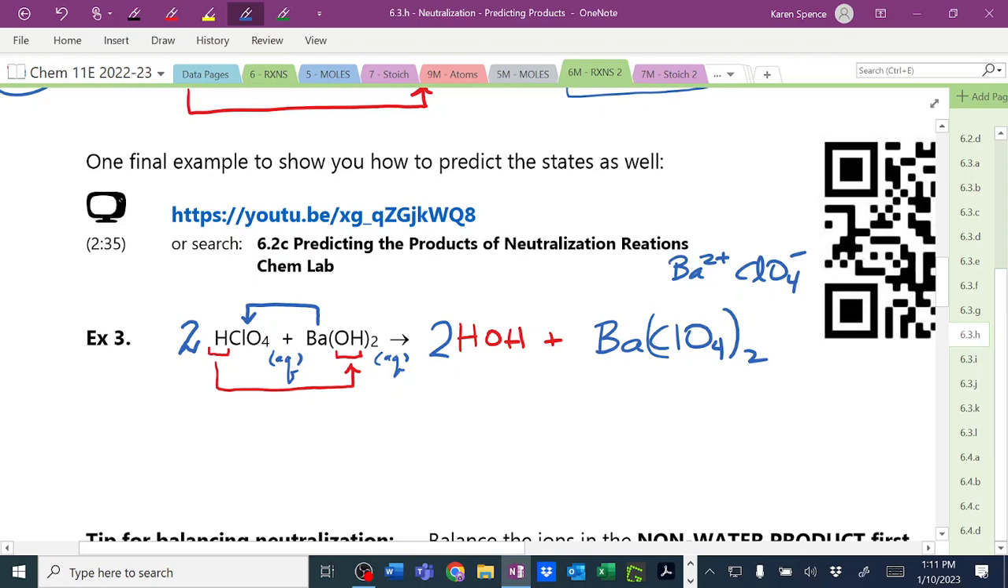Okay? Now our states, the water will always be liquid. And in theory, you should be able to look this one up on your solubility chart, but I don't actually think chlorate is on your chart. But chlorates are always soluble, so I'm just going to give you that one. There you go. So yeah, that's it.